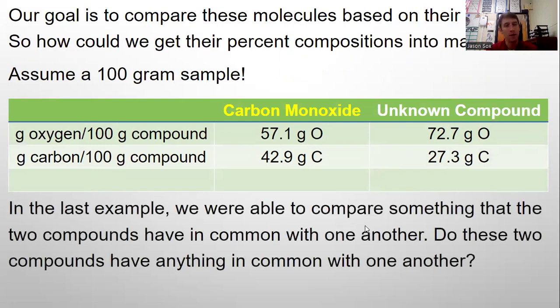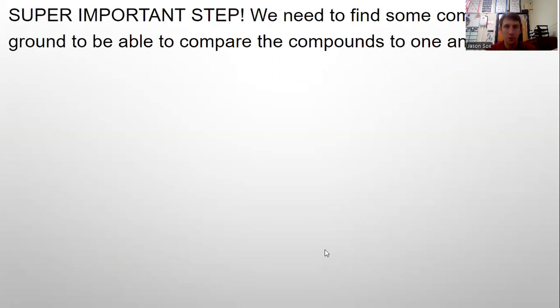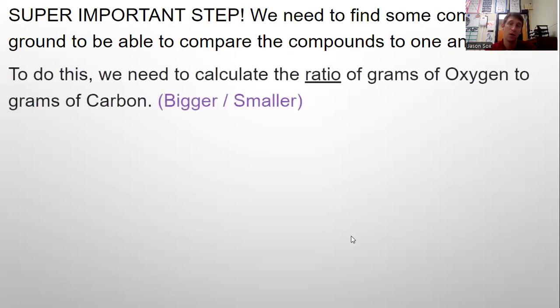So how would I do that? If I don't have the same number of grams of carbon, grams of oxygen, how in the world could I determine what the chemical formulas are? This is a super important step. It's not going to be said in the question. This is something you're just going to need to know how to do. We want to create a ratio between the two elements, the carbon and the oxygen, for these two compounds, and then you're going to see how they compare.